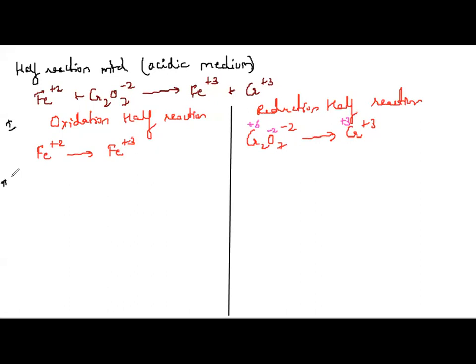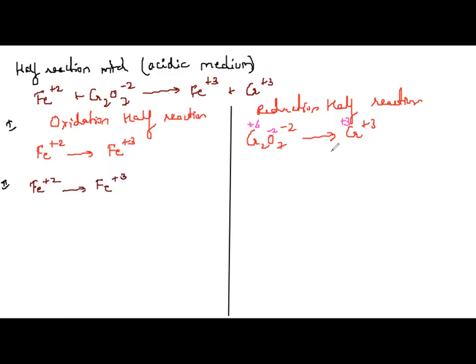Now, what is the second step? The second step says: balance the atoms other than oxygen and hydrogen in each half reaction individually. Separately, you have to balance the atoms. If the half reaction is already balanced, keep it as it is. So observe this. Here there is one Fe ion, and here also one Fe ion, so it is already balanced. So I will keep it as it is: Fe2+ gives Fe3+.